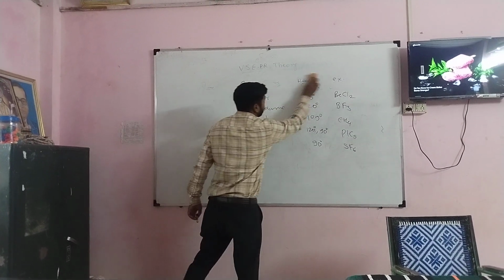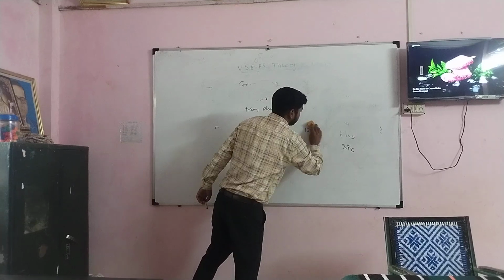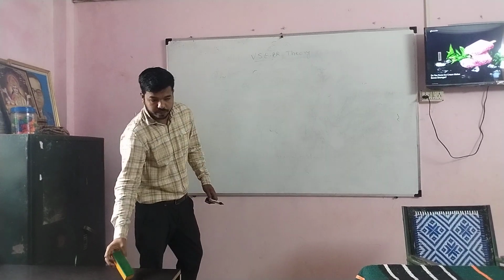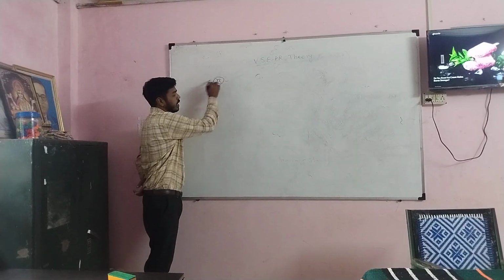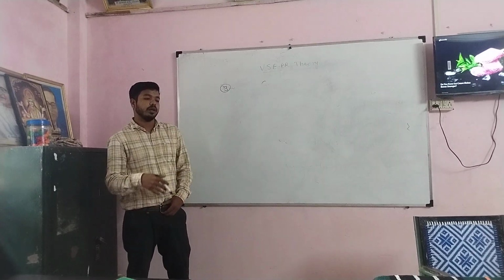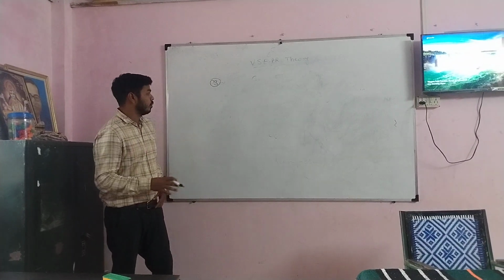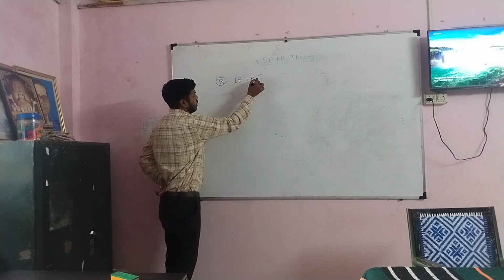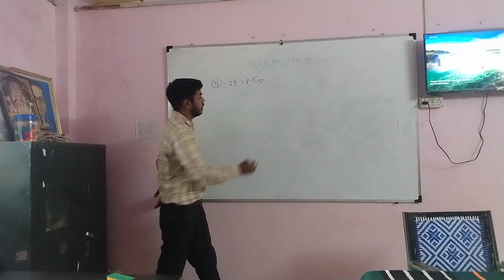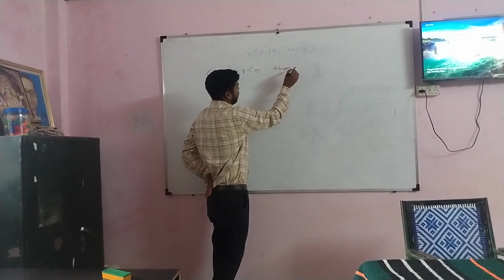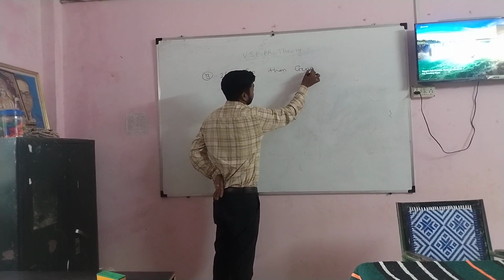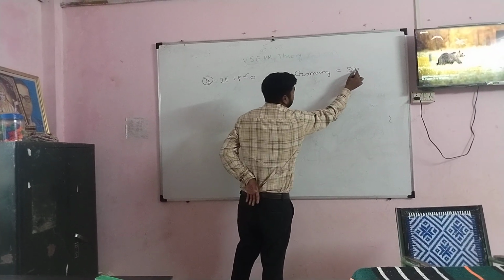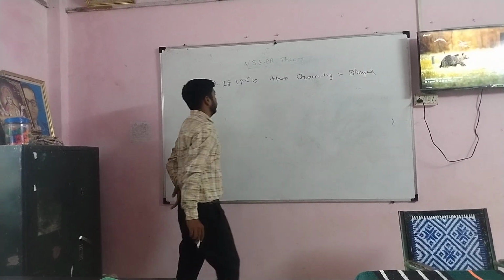Then the third rule. The third rule is: if the molecule contains no lone pair of electrons, if the lone pairs are 0 on the central atom, then the geometry of the molecule is equal to the shape of the molecule.